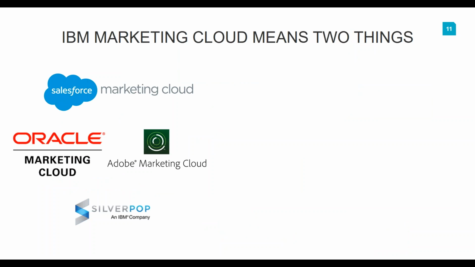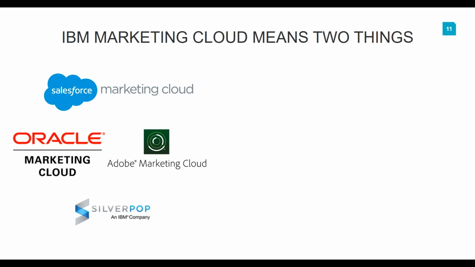So first off, let's get a confusing part of the IBM Marketing Cloud out of the way right off the bat. The IBM Marketing Cloud means two things. First off, it was the tool formerly known as SilverPop. IBM purchased SilverPop to compete against these other marketing tools that exist in the industry right now. So you've got your Salesforce Marketing Cloud, you've got your Oracle Marketing Cloud, you've got Adobe Marketing Cloud, and obviously with IBM's purchase of SilverPop, they want to join that group.